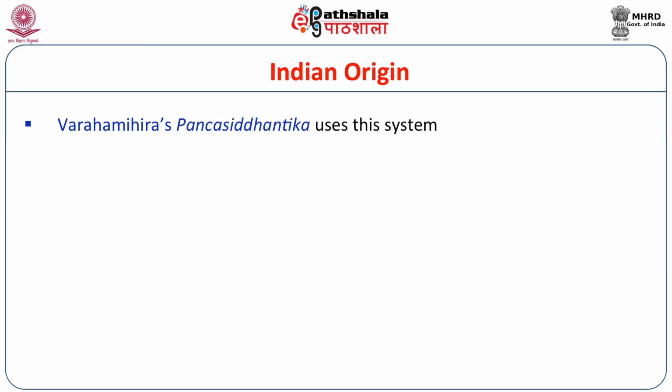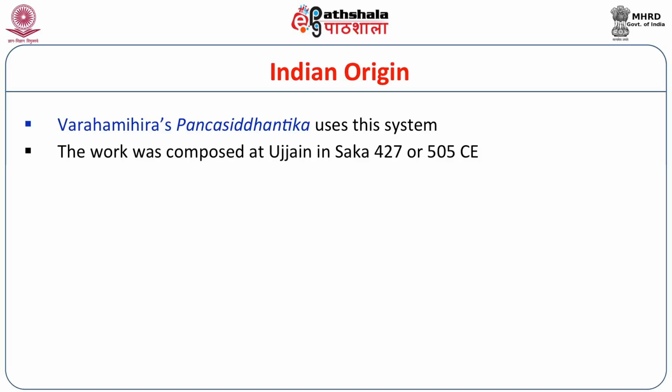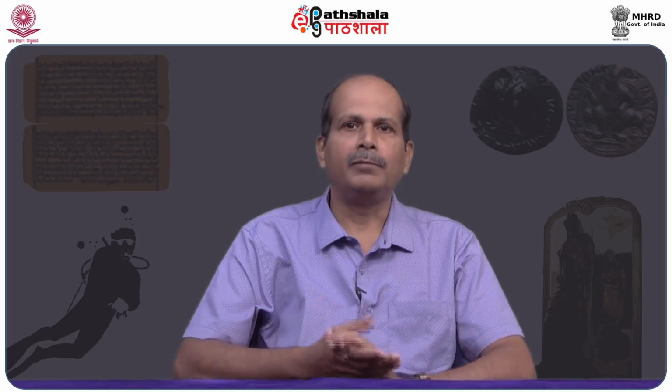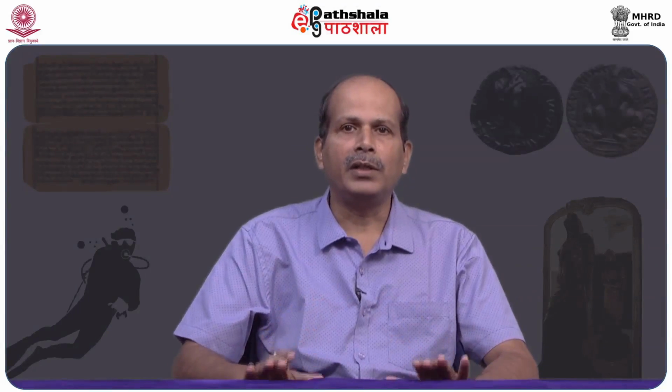Now Varahamihira in his Panchasiddhantika uses this system. For the first time we come across the use of this system in Varahamihira's work Panchasiddhantika, and the work was composed at Ujjaini in Saka era 427 or 505 Common Era. Later on it was also used by Bhaskara in his commentary on Aryabhatiya. So Bhaskara and Varahamihira were the first astronomers and mathematicians who used this decimal place value system in their works.